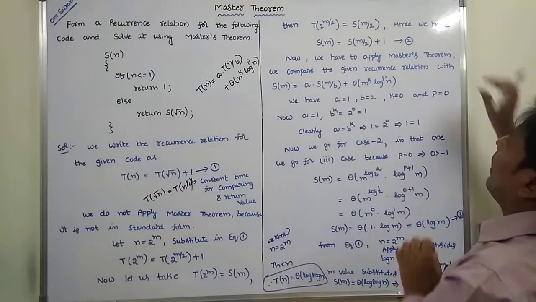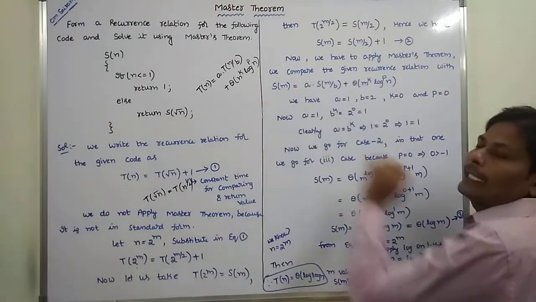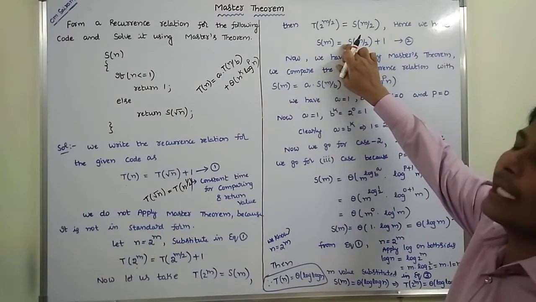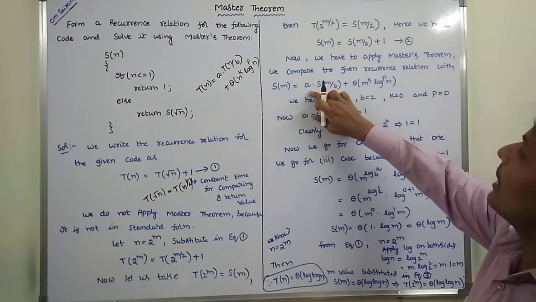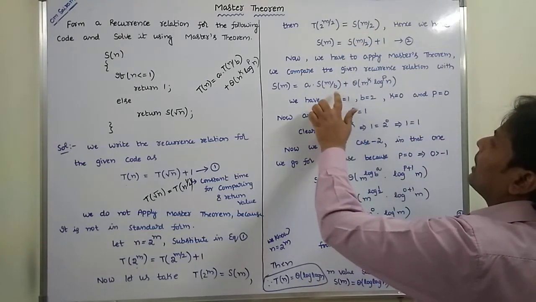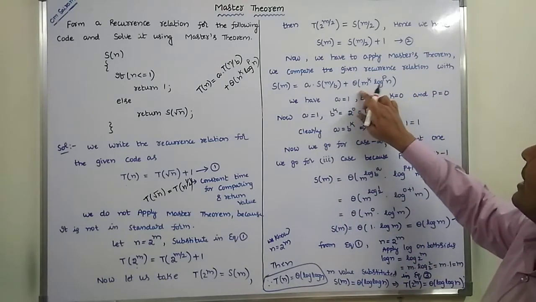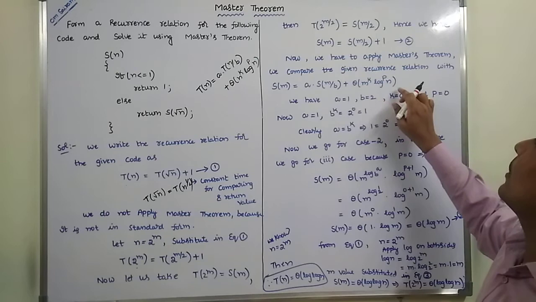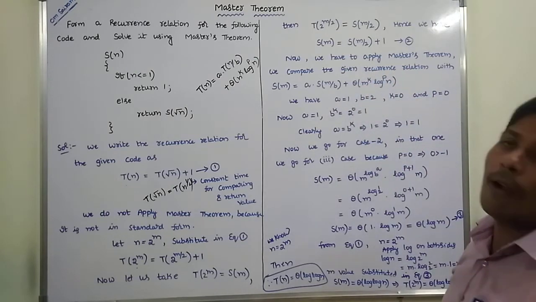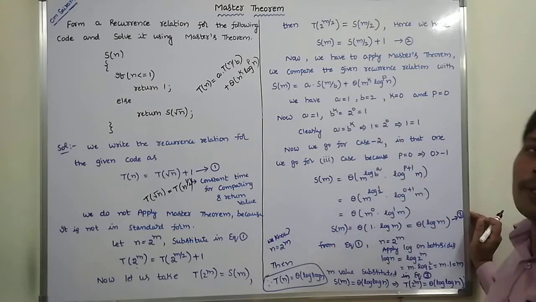Now this recurrence relation is compared with the standard form. Here there is no constant, so a is compared with this one, so a is equal to 1. Here b is equal to 2, plus theta of m power k log power p n. Here m power k is not there, and log power p n is not there, so k is equal to 0 and p is equal to 0.